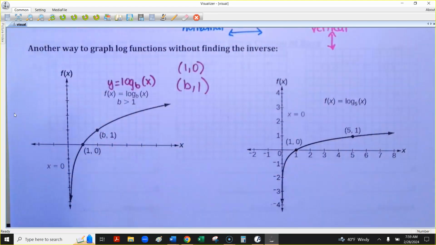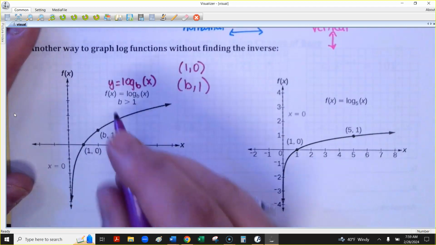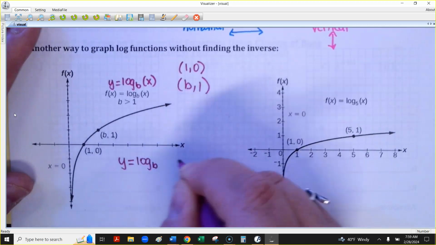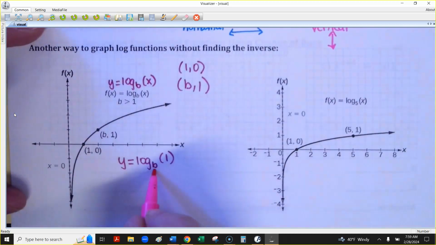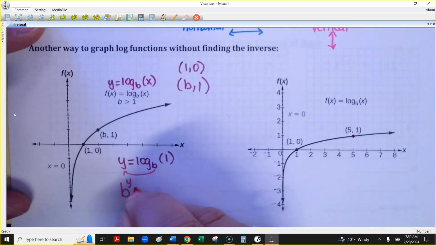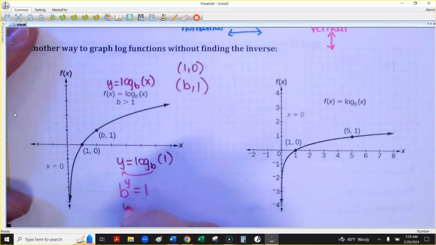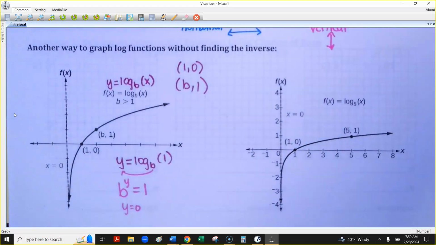So let me prove to you real quick why that works. If I do log base b and I plug in 1 as my x value, my y value is supposed to be 0. Let me convert this to exponential form. b to the y would have to be equal to 1. What does y have to be to make that true? 0, right? Anything to the 0 power is 1. So that's the argument for why, if you ever take the log of 1, it's always equal to 0, because that's the only way to get an exponent to give you a 1. It has to be to the 0 power.